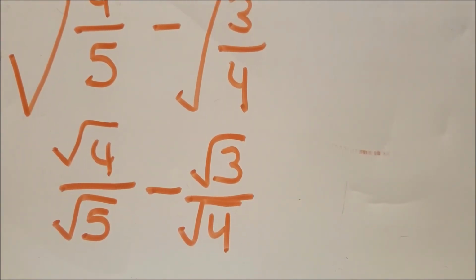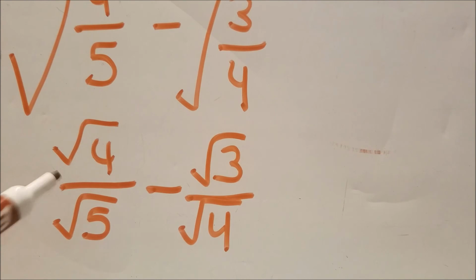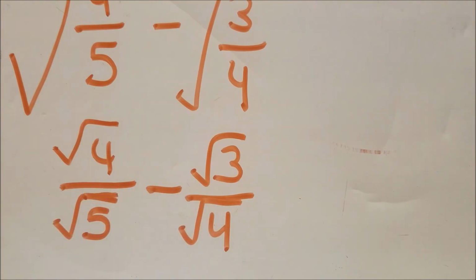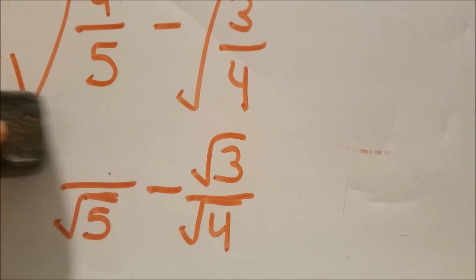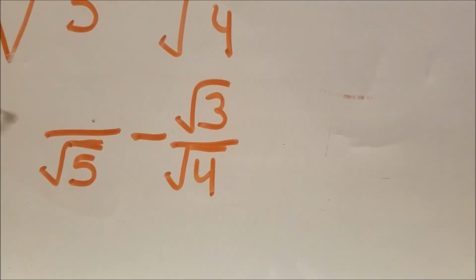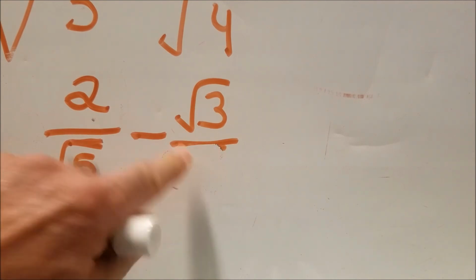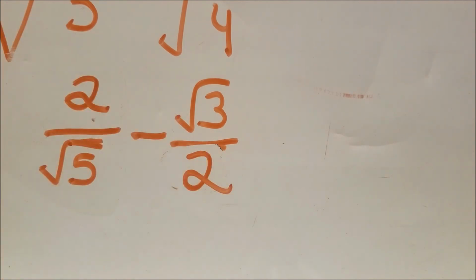Now we can't have irrational numbers or radicals in the denominator, right? But the square root of 4 is rational. What is the square root of 4? It's 2. So this could change right away. The square root of 4 is 2, and the square root of 4 is 2. So this changes right there.